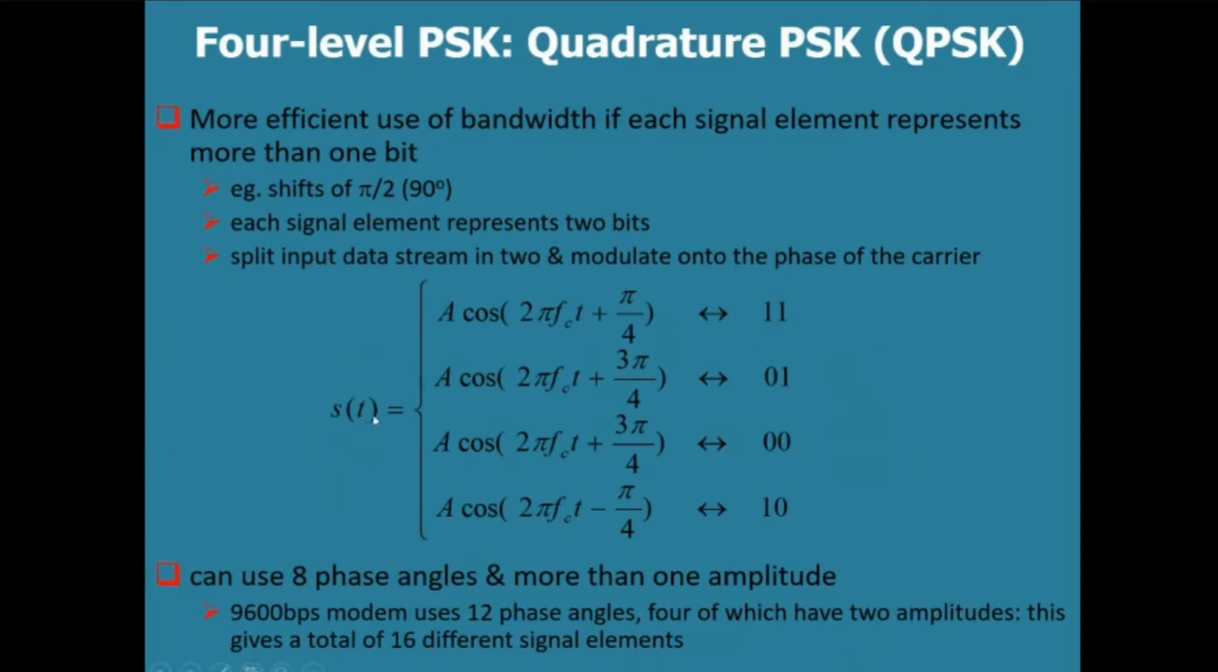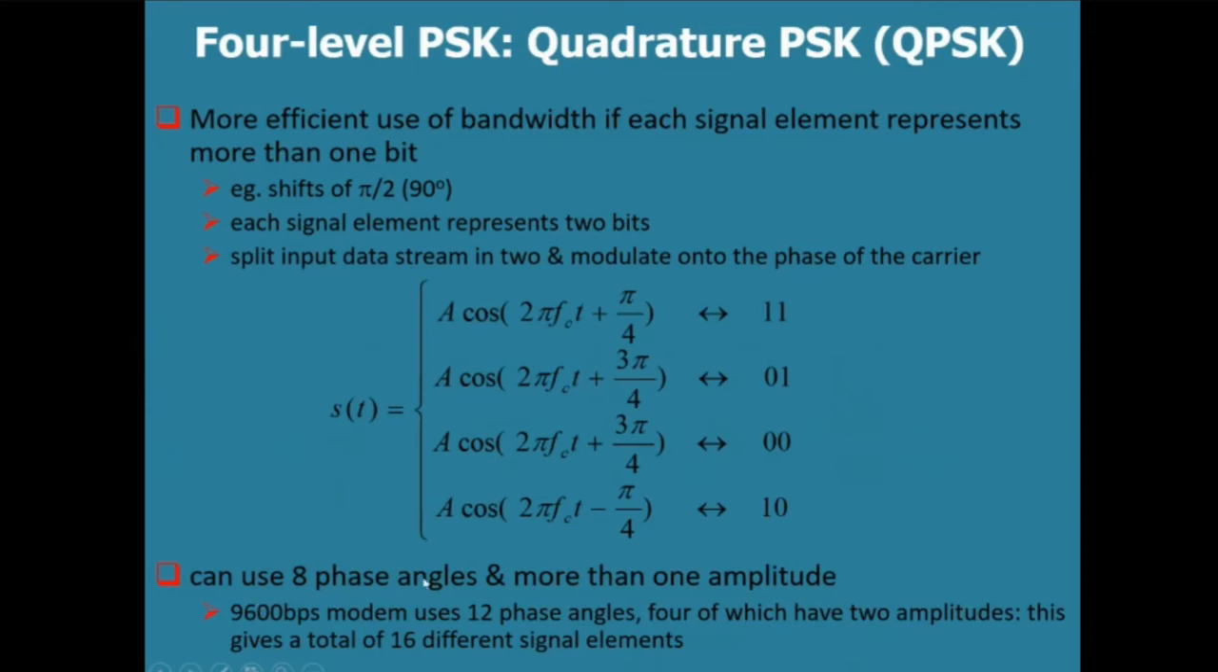Here s(t) equals A cos, again the same amplitude of the carrier signal, A cos(2 pi Fc t plus pi by 4), which is for 1 1, and A cos(2 pi Fc t plus 3 pi by 4), which is for 0 1, and A cos(2 pi Fc t minus 3 pi by 4), which is for 0 0, and A cos(2 pi Fc t minus pi by 4), which is for 1 0.